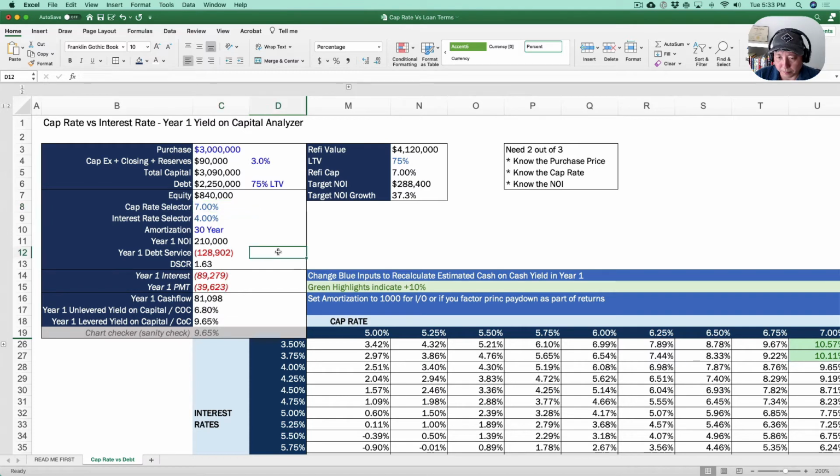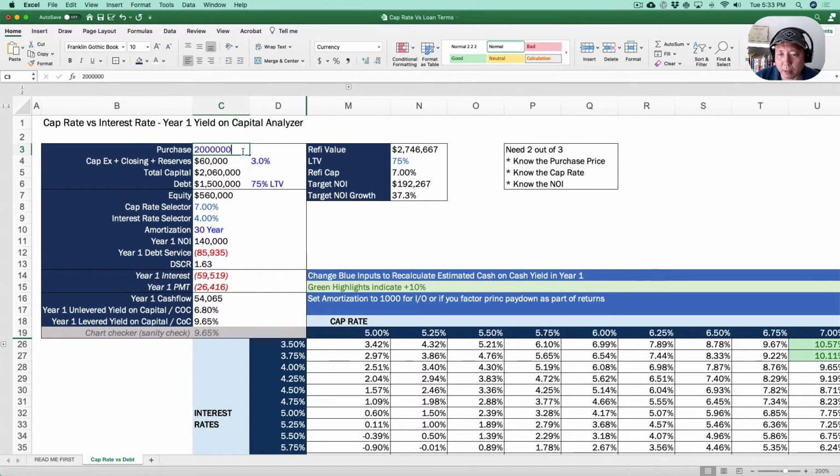So take a look here. You have a 7% cap rate, a 4% interest rate, a 30-year amortization, and $210,000 NOI. We're going to assume 3% reserves and 75% LTV. And take a look here. Your year one levered yield on capital, levered meaning with a loan, is going to be about 9.65%. Here's the thing, it won't matter even if you're paying $20 million for this deal.